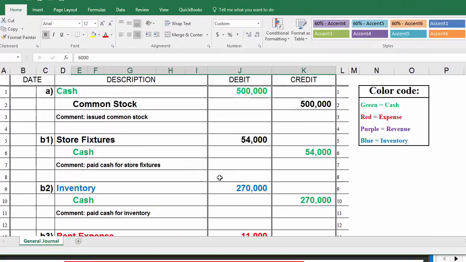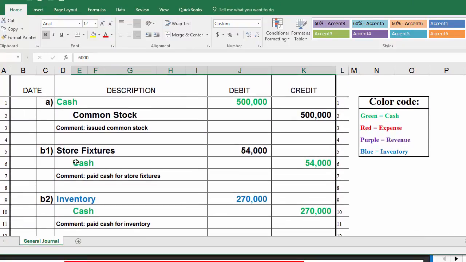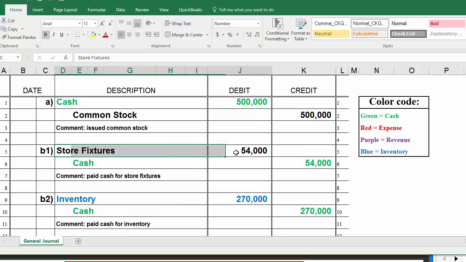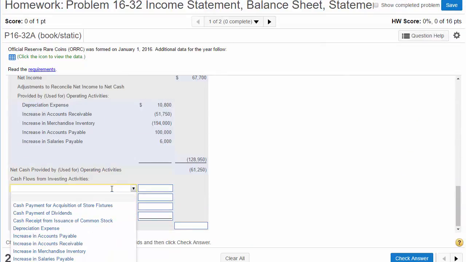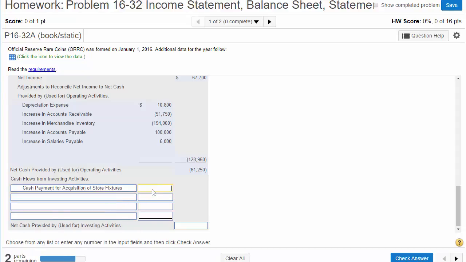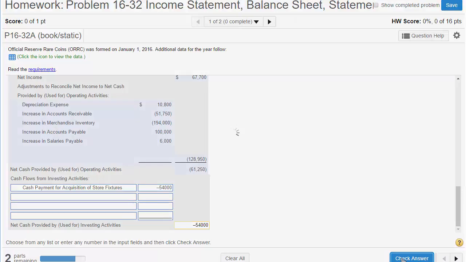When we got that plant asset with store fixtures, did we pay cash? Here it is. We got store fixtures, and the key part is we paid cash. So we're going to put cash payment for acquisition of store fixtures, and they cost us $54,000. And since we paid cash, cash is going down, so it's a minus. And that was the only plant asset we bought. So we're done with this section. Minus 54,000.